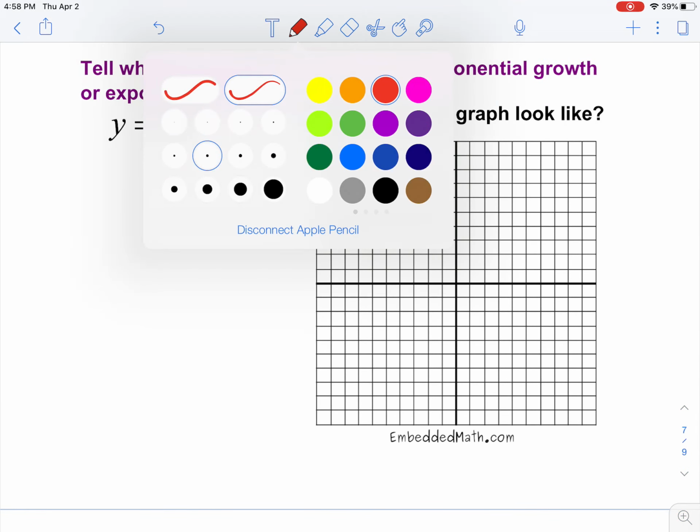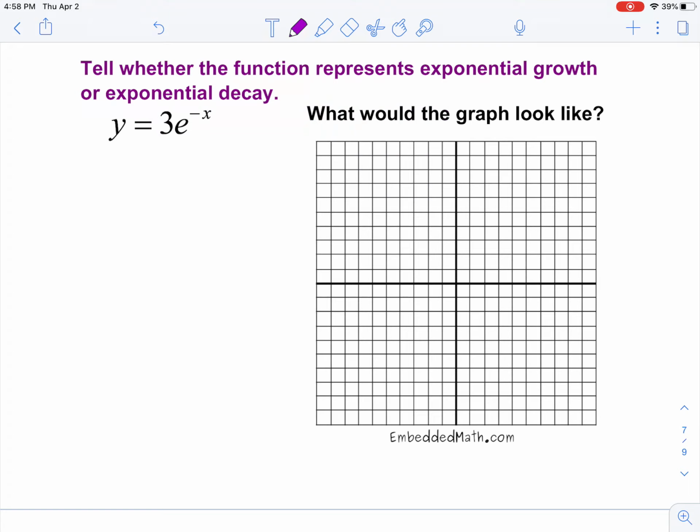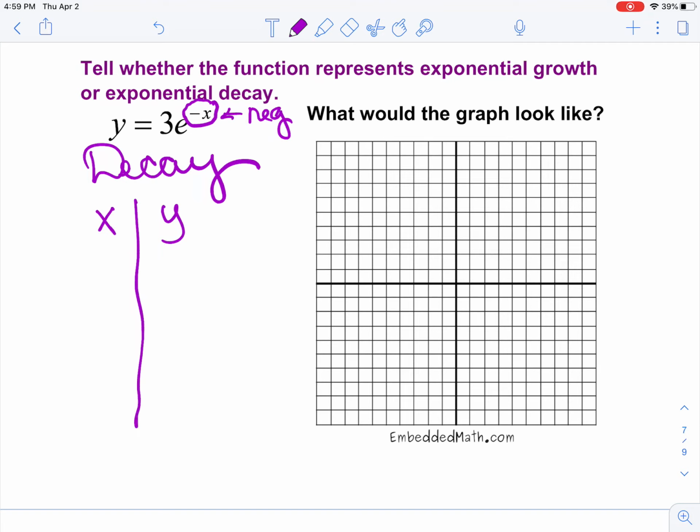Okay, decide whether this next one is an exponential growth or decay. Looking at this right here, the exponent is negative, which means this graph is going to be a decay. All right, so XY chart, because you're going to have to pick out the graph, and hopefully after doing a few of these, we can just pick it out and not have to do an XY chart. I'm going to put in -1, 0, and 1 again.